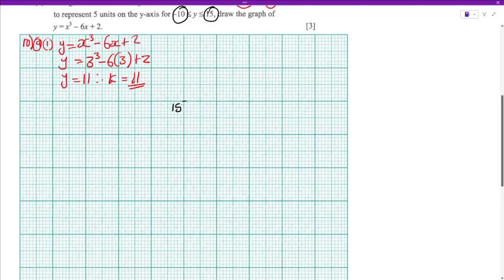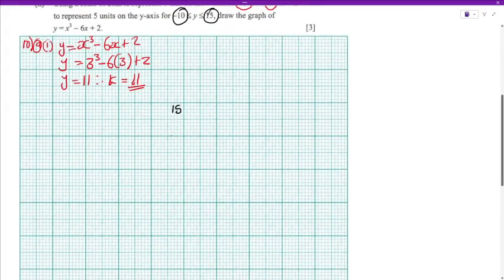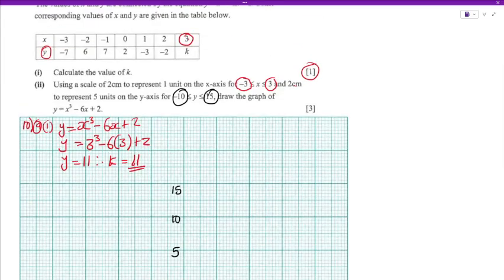That's my 15. They said 2 centimeters to represent 1 unit. So if this is 15, here I have 10, and then there I'll have 5, and then there I'll have 0. Remember, the range is from -10 to +15. We have started at 15, so going downwards we should end at -10. So there we're going to have -5, and then negative 10. That is for our y-axis.